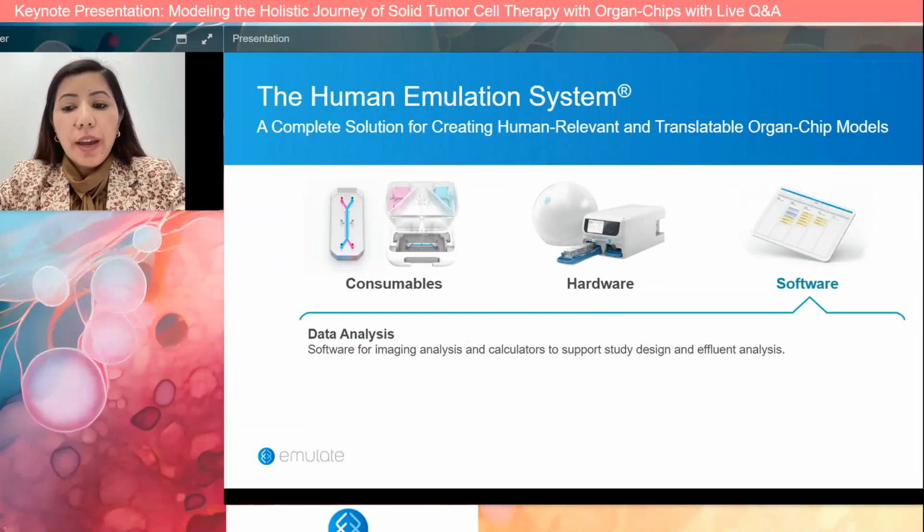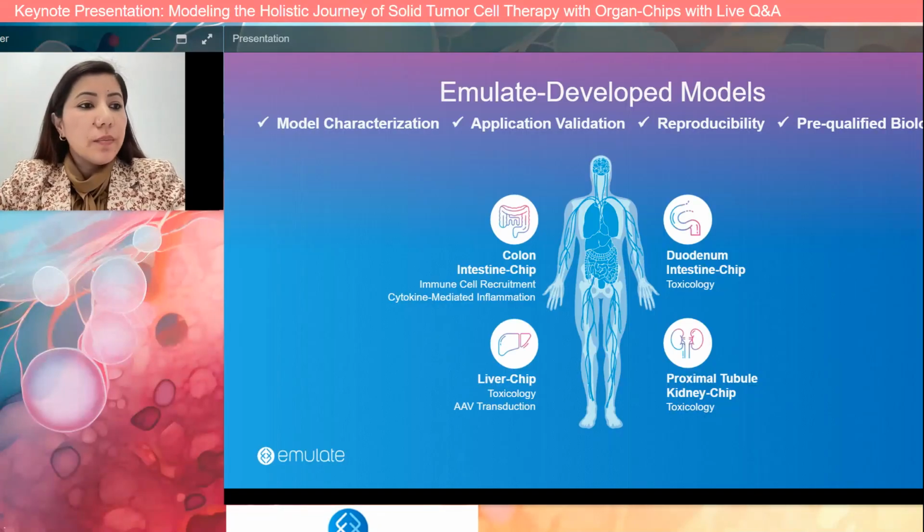Now, we also have software developed in-house that allows users to do data analysis or high-throughput image analysis. We also provide calculators to support study design, and effluent collection or analysis for understanding the mechanisms of action. But this is not all.